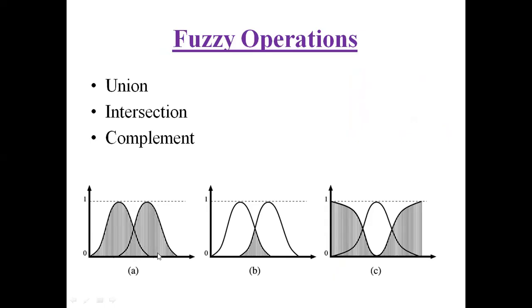One is called union, another one is intersection, another one is complement. So this is the union one. So I am mentioning two things. I mean one is taller, another one is shorter. This is the average value. Okay?